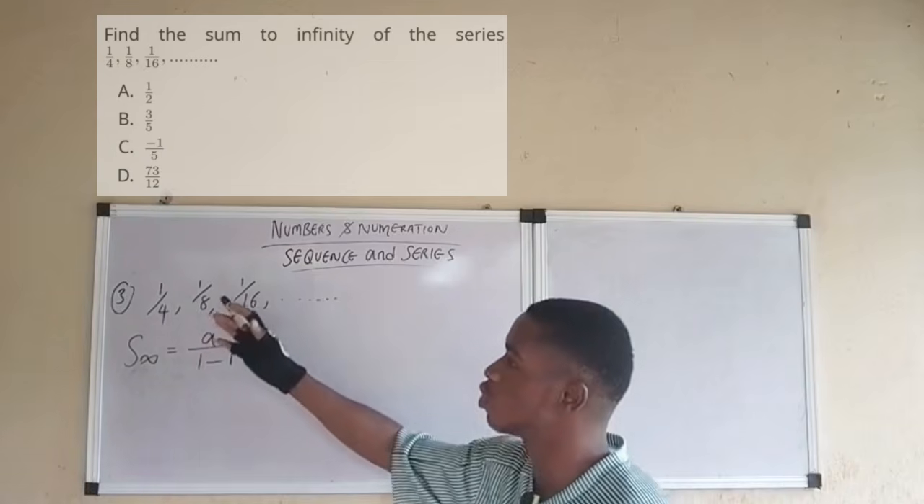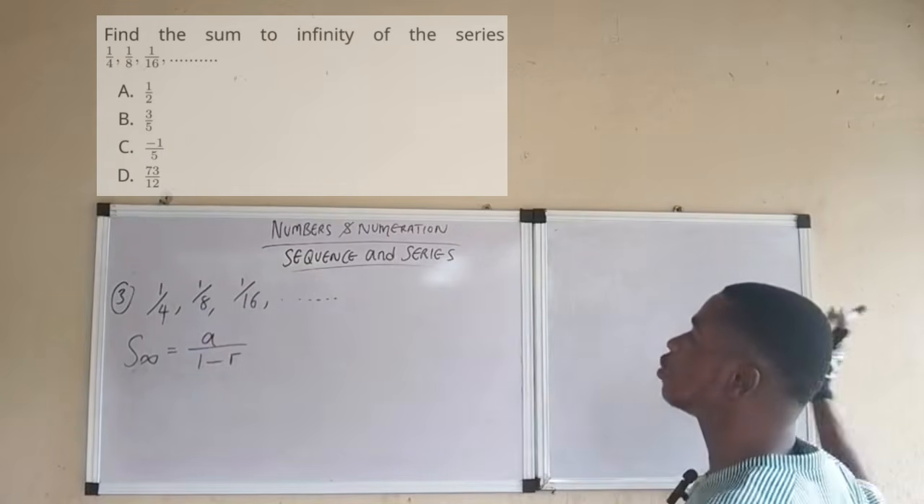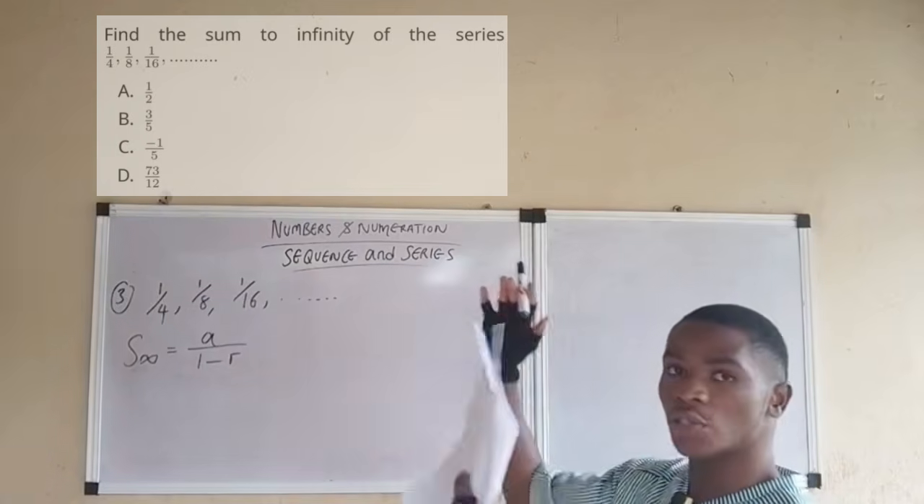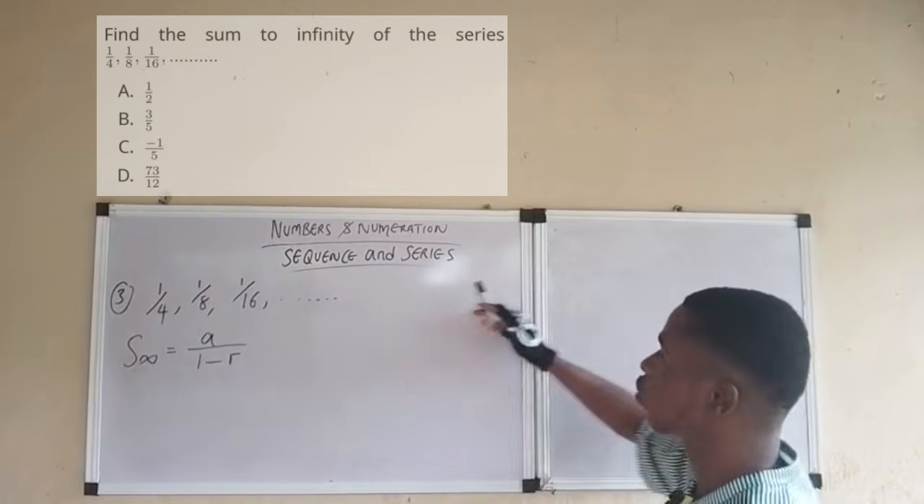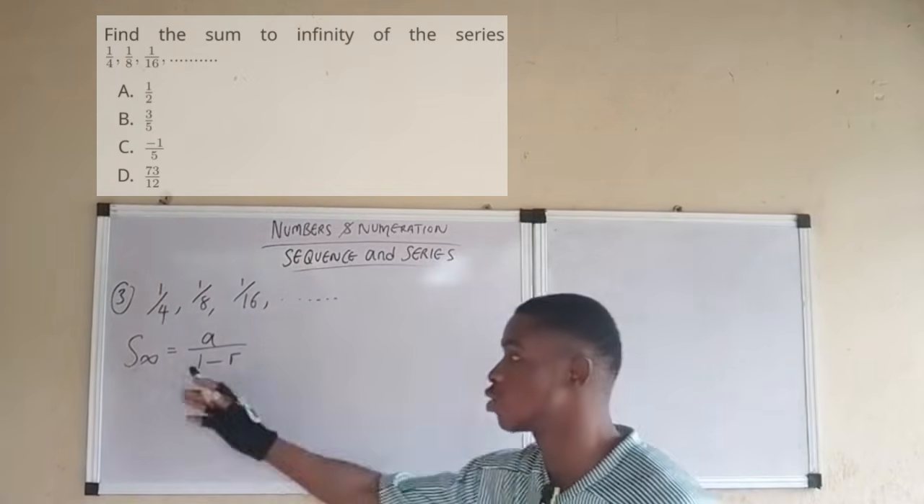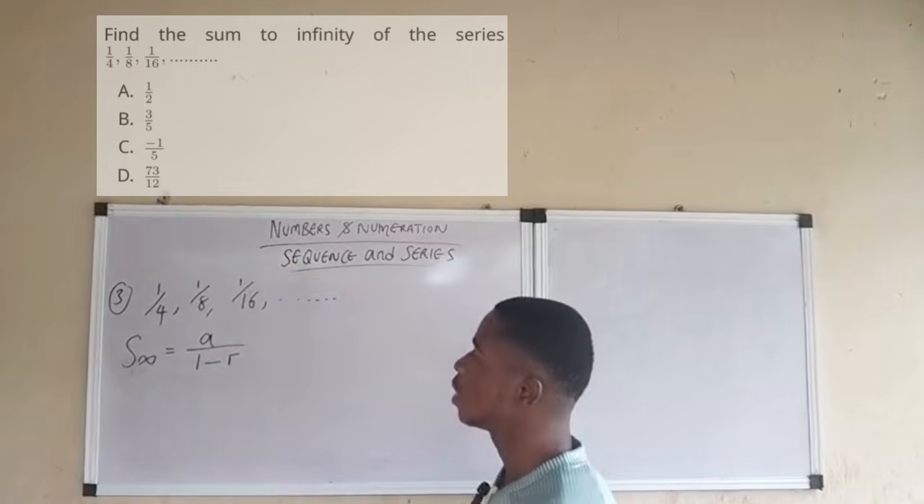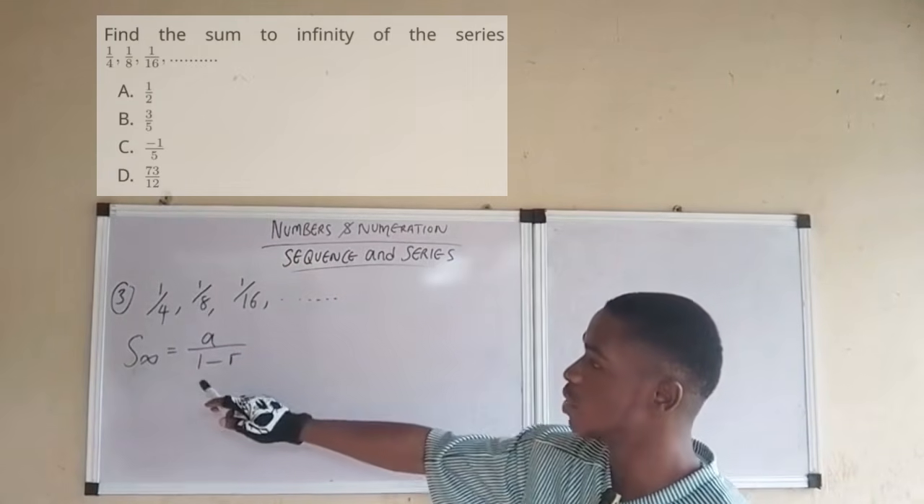So if this value continues, and I start adding all the results I'm getting together, what will be the sum of all the results I'm getting together from this continuous series? Do you understand? That's what sum to infinity means. So this is the formula we use to solve such a question. Now, here we have A over 1 minus R. What is A?